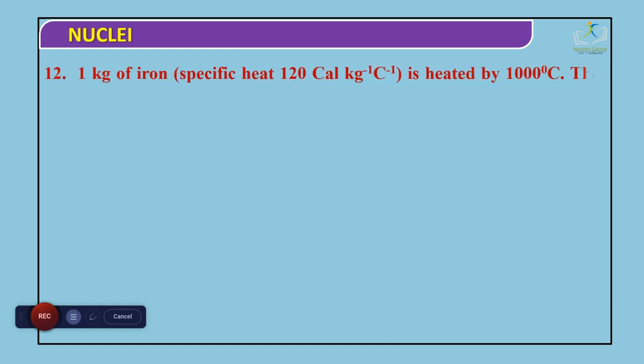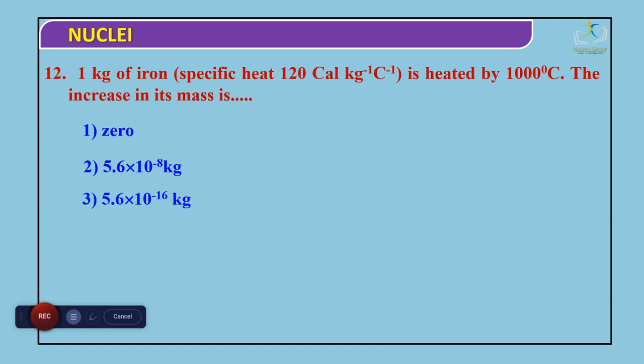Next question, we have 1 kg of iron, whose specific heat is 120 calorie per kg per degree centigrade, heated by 1000 degrees centigrade. The increase in its mass is 5.6 10 to the power minus 8 kg, 5.6 10 to the power minus 16 kg, and 5.6 10 to the power minus 12 kg.